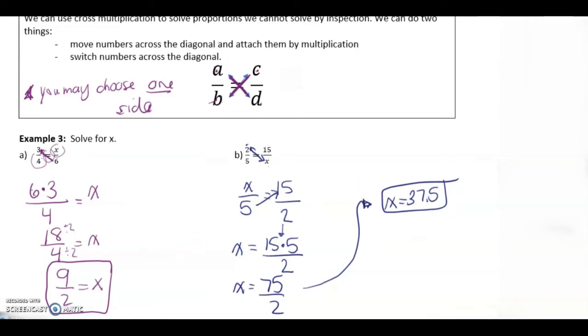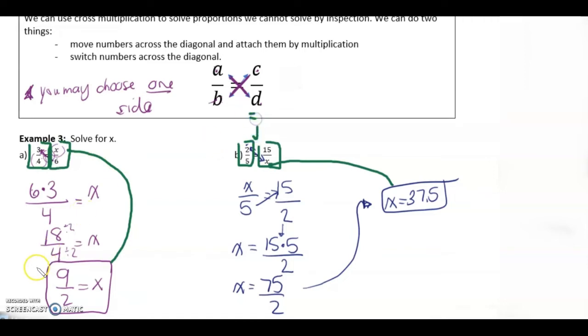Since these are equivalent, if we were to plug the 37.5 into this x, or the 9 over 2 into this x, and we were to solve, like put these into our calculators and divide, we're going to get the same answers. And that's because there's an equal sign between them, showing us that they're equivalent.